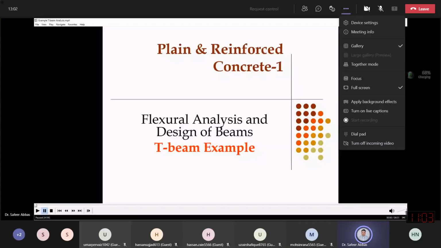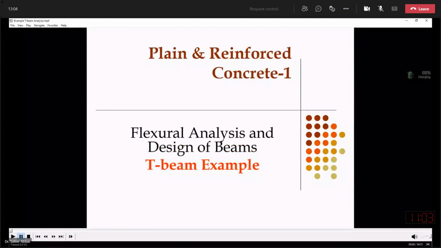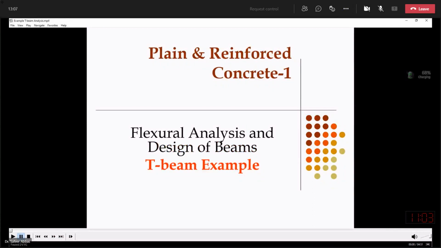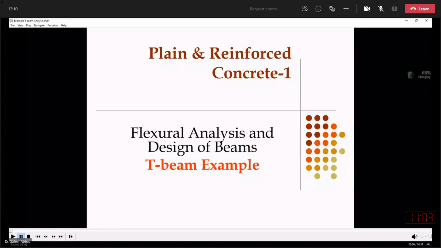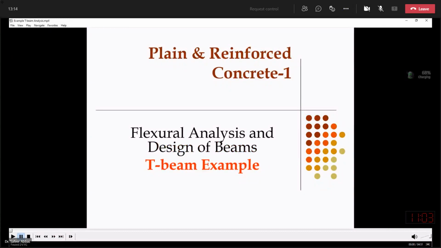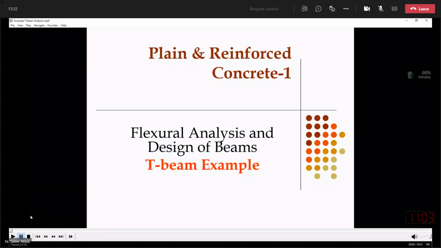Guys, are you able to see the flexure analysis and design of beam, T-beam example? Yes, sir. In this example, we will see how to analyze the T-beam and then we will solve the example for the design. I have placed that on MS Teams, but I would like to play it here as well. So I'm going to play that video now.